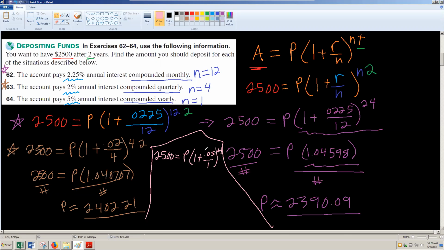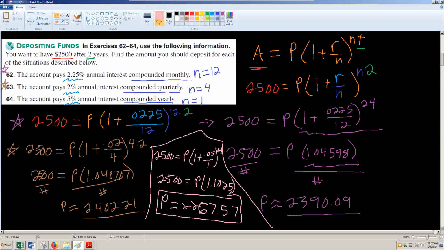So now I'm saying 1.05, and this will give me a nice exact answer. So 1.05 squared gives me, so call this P times 1.1025, and now I'm going to divide both sides by that 1.1025. So let's do that. And we get our p-value to be approximately 2267.57. And we are good to go.